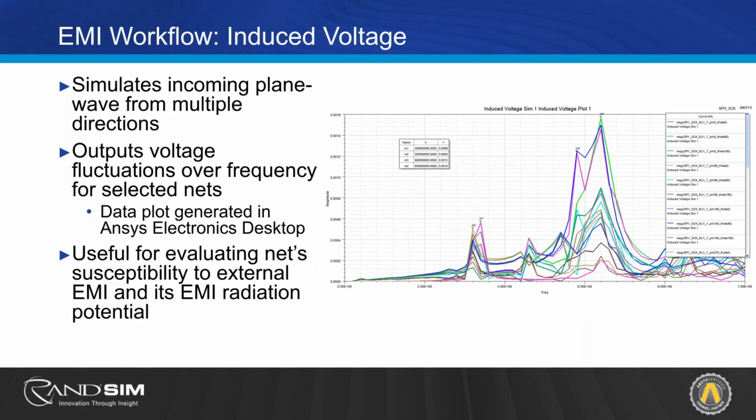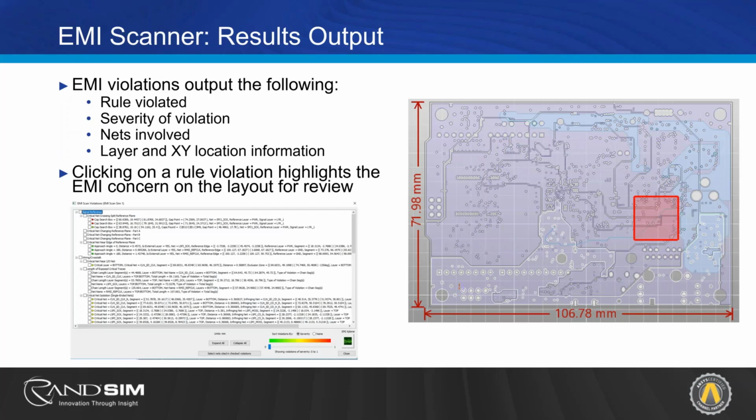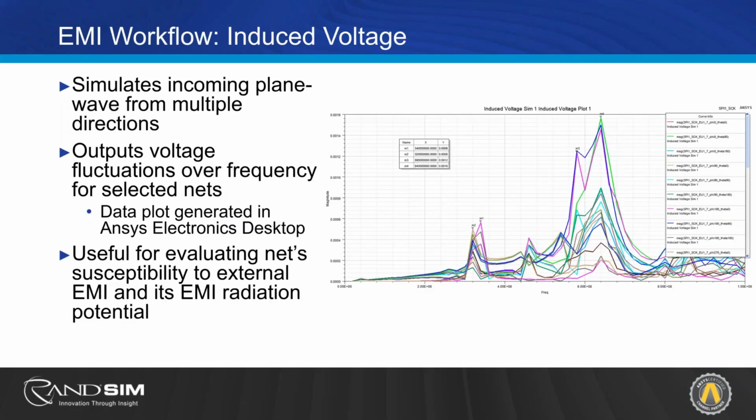Now we set up an induced voltage simulation, which is effectively sending a plane wave from all angles, so all sides of the PCB: up, down, left, right, front, back. What it's looking at is the induced voltages on that specific trace, that net. What it outputs is a voltage fluctuation over frequency over all of the plane wave orientations. That's where all of the traces here come from. This data is generated through the Ansys Electronics Desktop. It is pushed from SIwave into the Electronics Desktop.